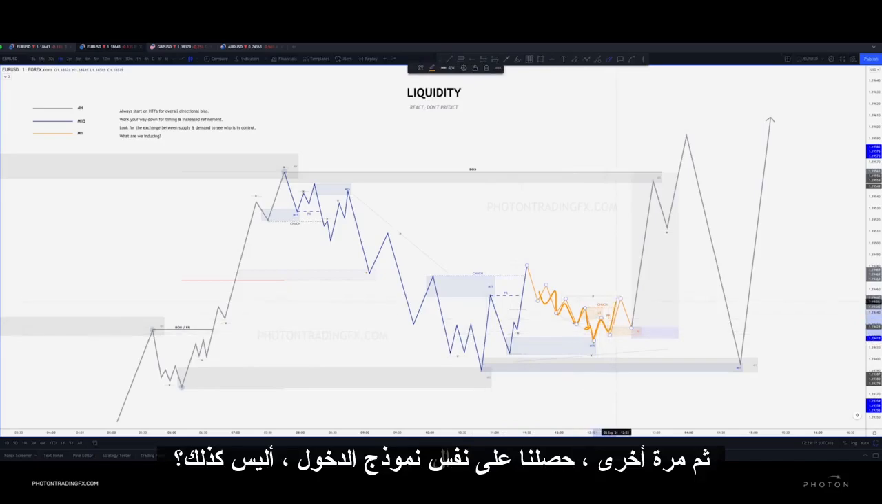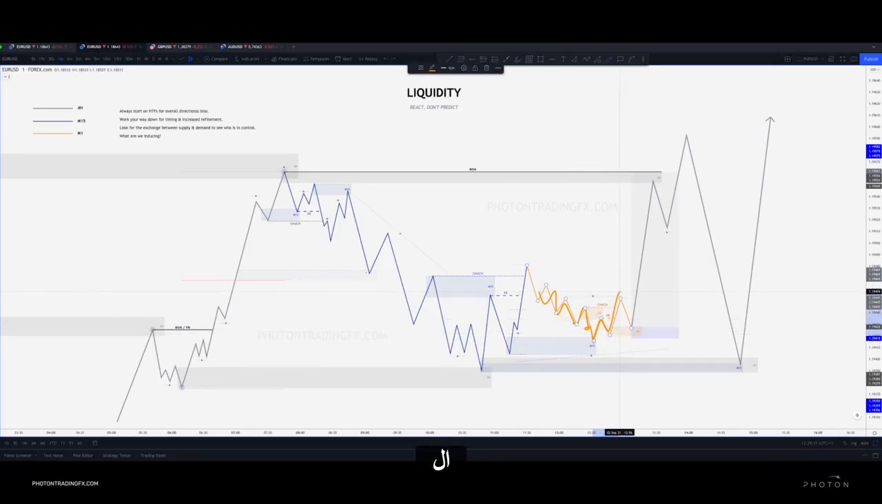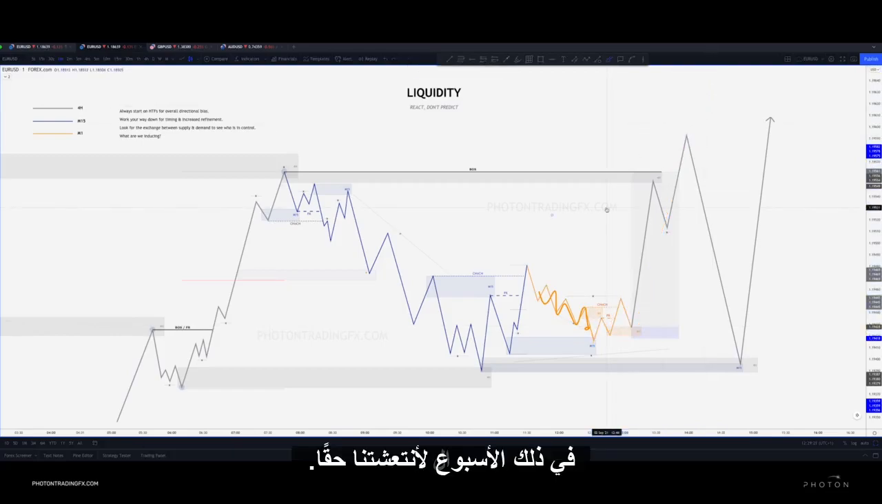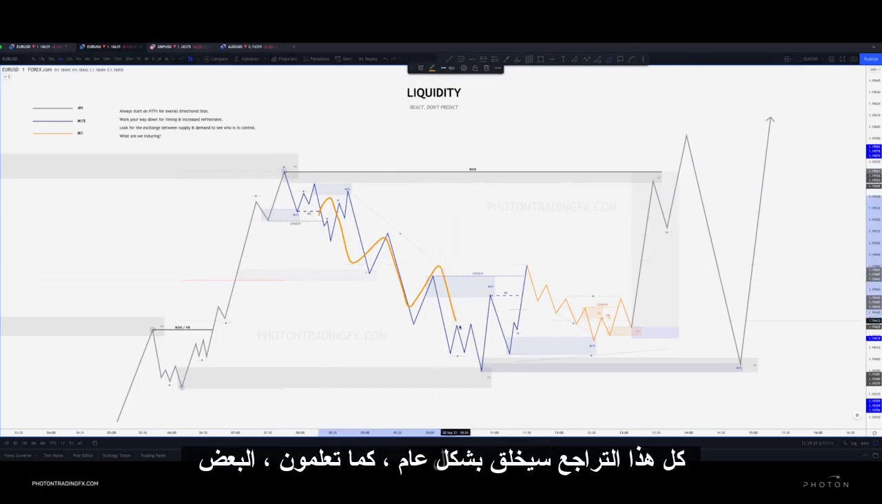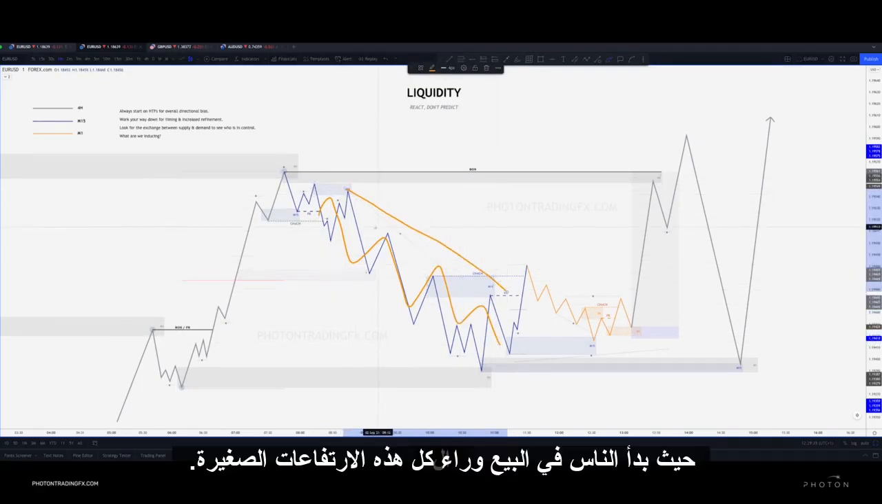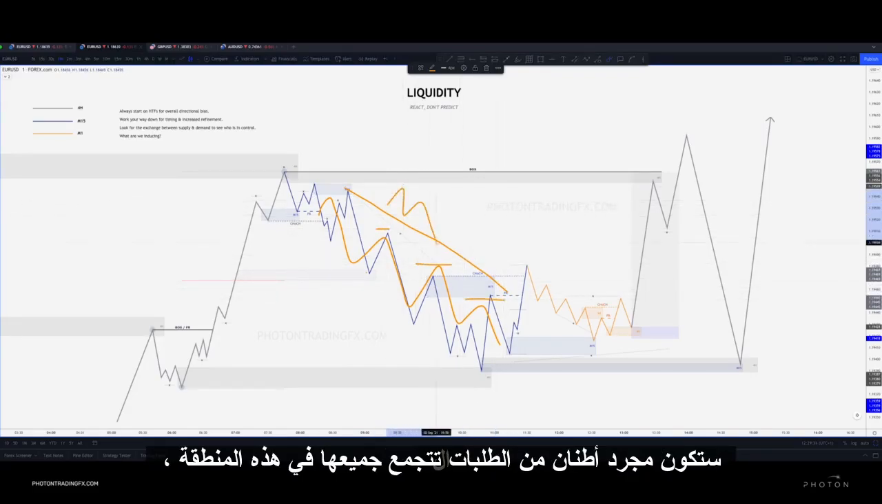And then again, we get the same entry model, right? Failed reaction, so flip, CHoCH, pull back in, and then we can start to target that weak 4-hour high, right? And that whole time, all of these moves here, all of this pullback is going to generally be creating some sort of trend line liquidity, right? As people start to sell behind all of these lower highs, there's just going to be tons of orders all building up in this area, right?